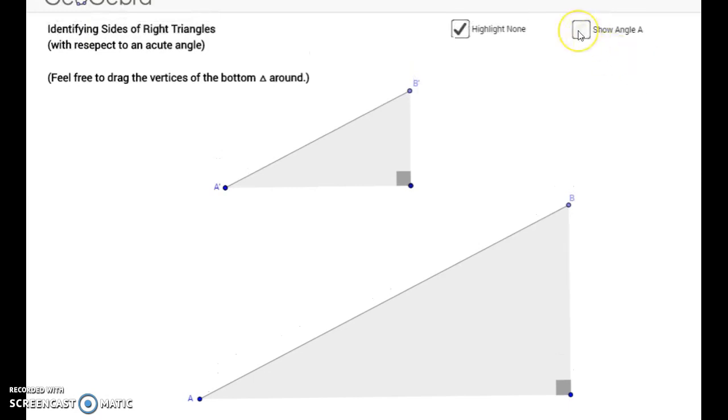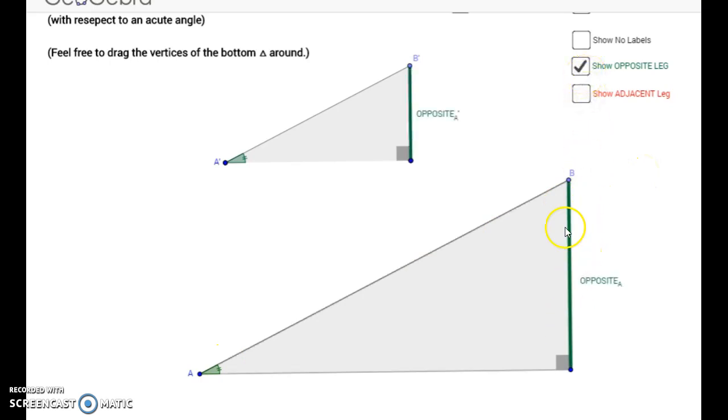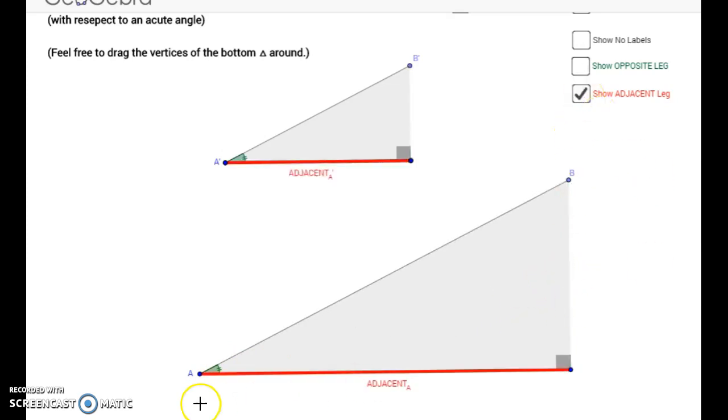So I want to show angle A. If we're talking about angle A down here, it's this one labeled right there. The opposite leg is going to be this one here. It's the one across from angle A. Basically, it doesn't touch where the angle is itself. It's just going straight across. There's our opposite side. And then we have our adjacent side, which is this next one. This side right here is always going to be the hypotenuse because it's across from the right angle.